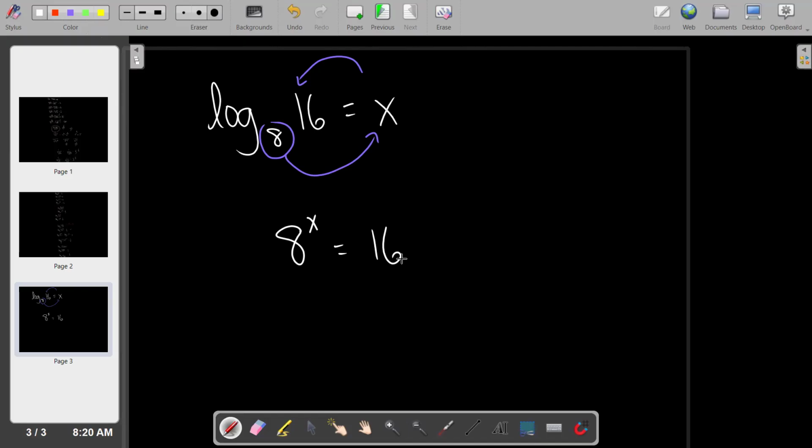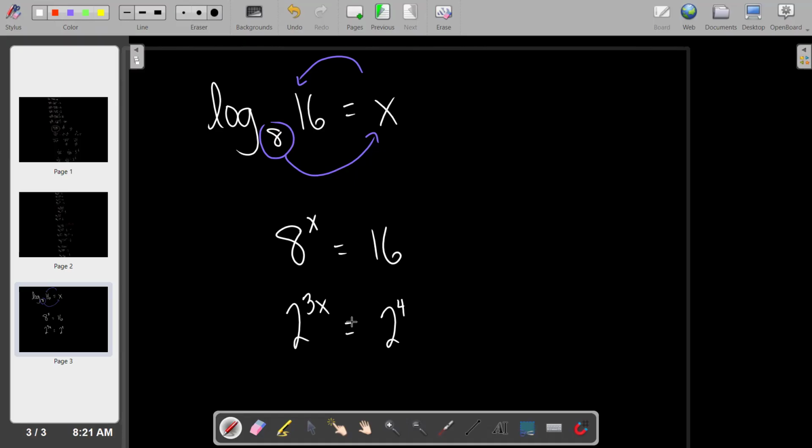Now we're going to play base matchy. What are 8 and 16 both powers of? Yes. 8 can be written as 2 to the 3rd. 16 can be written as 2 to the 4th, right? What I'm going to do is use some basic properties of exponents, and I'm going to call the left side 2 to the power of 3x, because those have to multiply together.